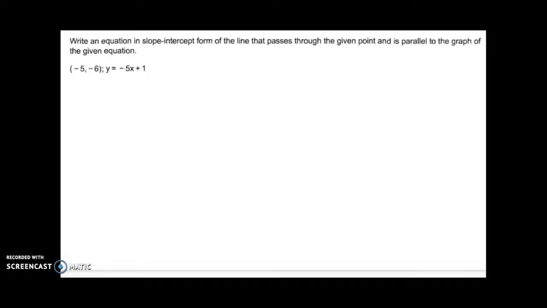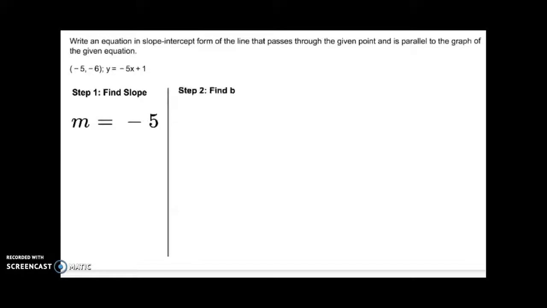The first step is to find the slope. The slope of the original equation is -5. That's also going to be the slope of the new one because, like we said, parallel lines have the same slope. Second step is to find b. To do that, we substitute our slope in for y equals mx plus b, which is -5, and substitute in our point that it goes through in for x and y.